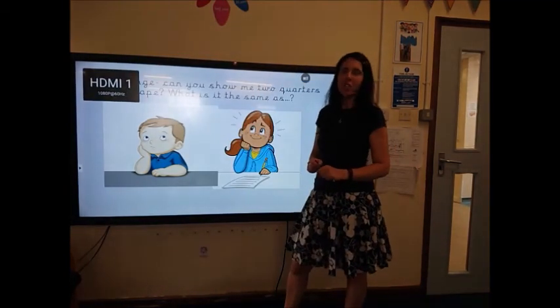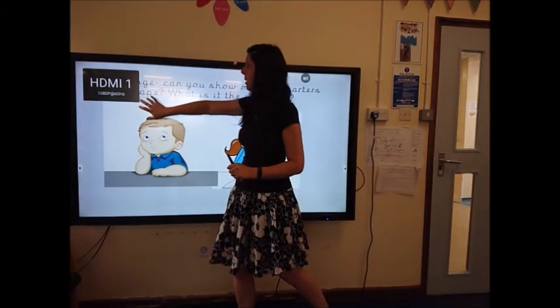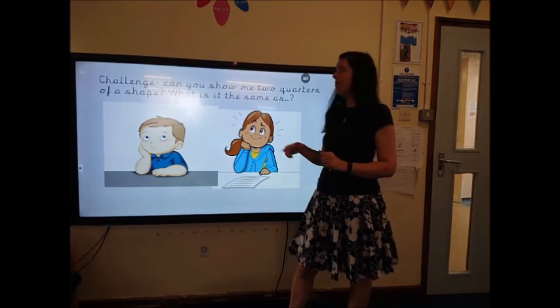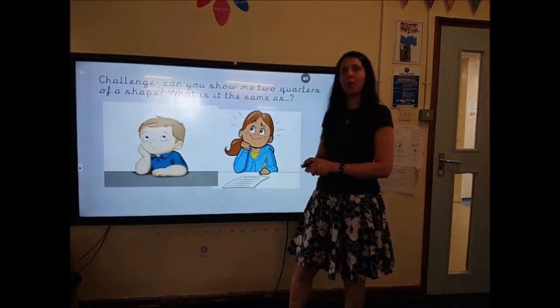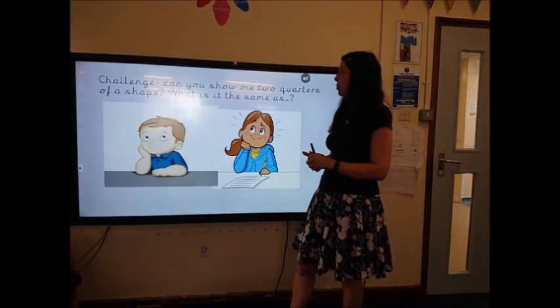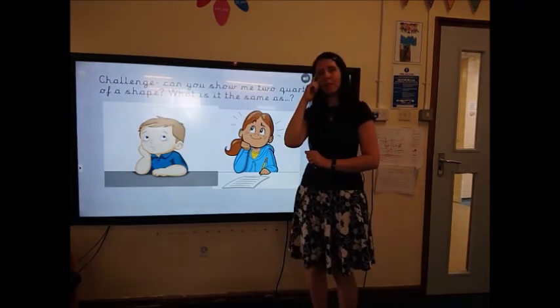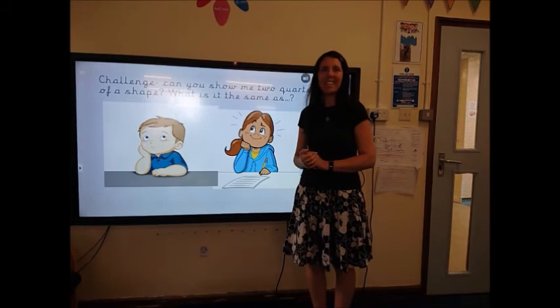And a challenge just to end today. Can you show me 2 quarters of a shape? What is this? What is it the same as? And we looked at that yesterday. So a little bit of a challenge to think about at the end there.